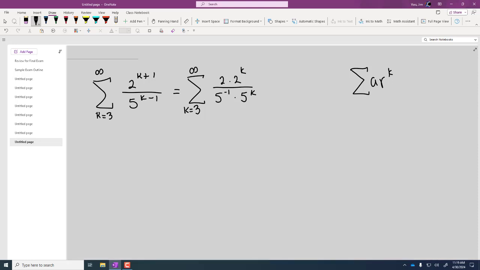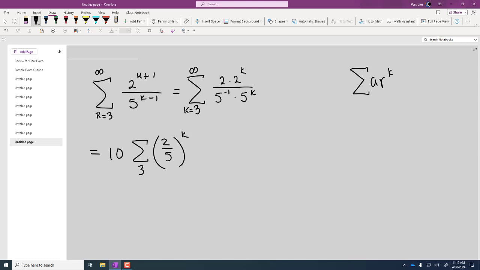So we're almost there. We're almost in geometric form. So now the constants can be pulled out to the front. So that's 2 divided by 1/5, which is 10. And then we've got our series starting at 3. And if we write this in r to the k form, now it's in geometric series form. And a is just 1. A is what happens when you plug in 3 for k.